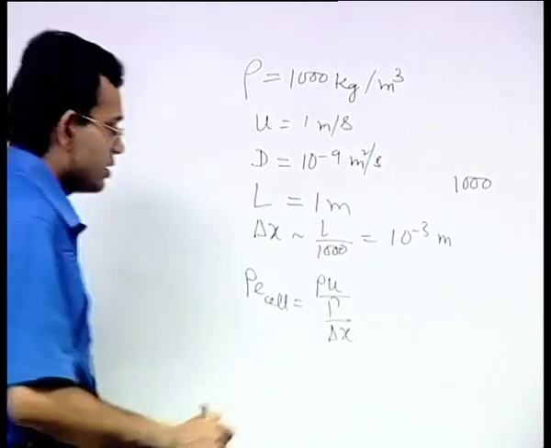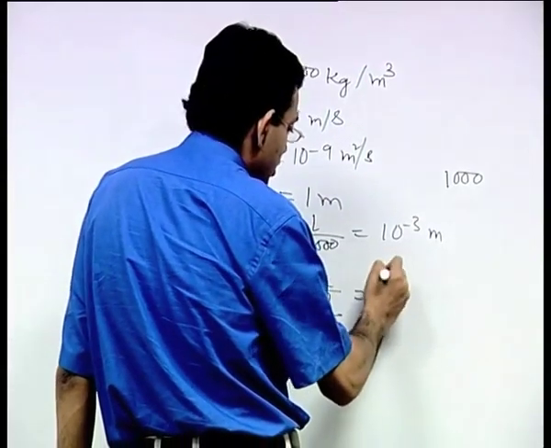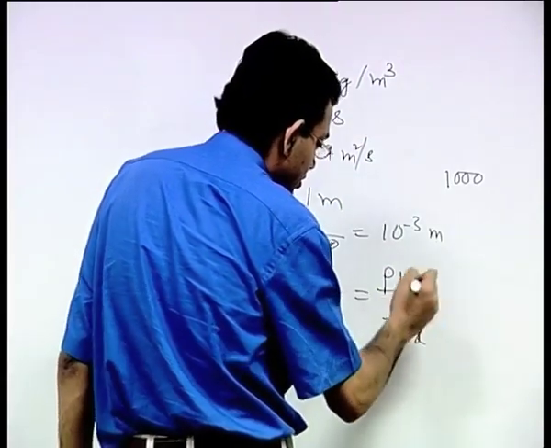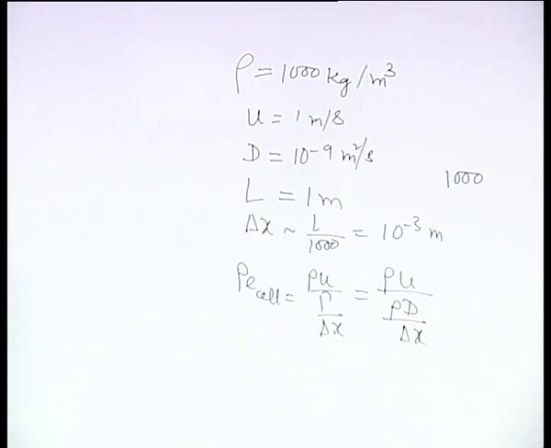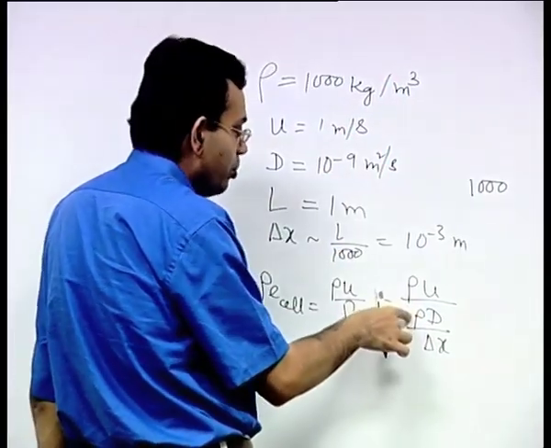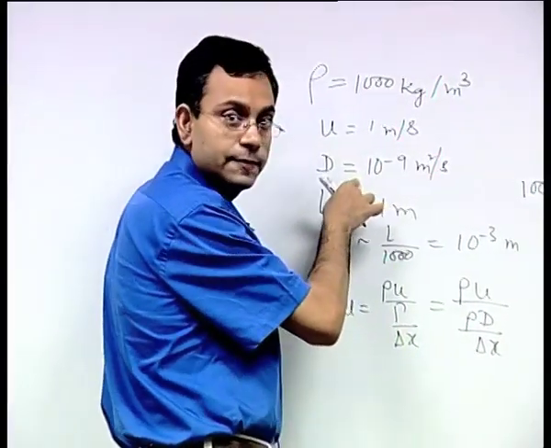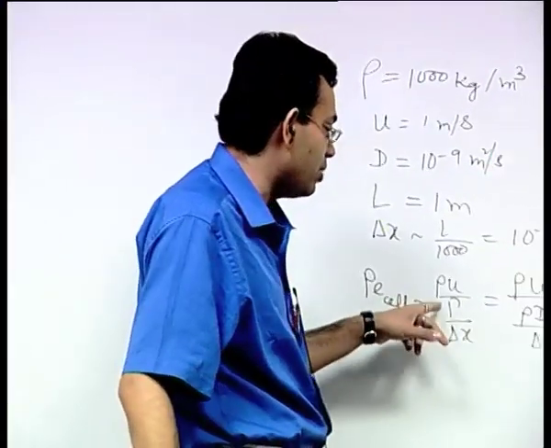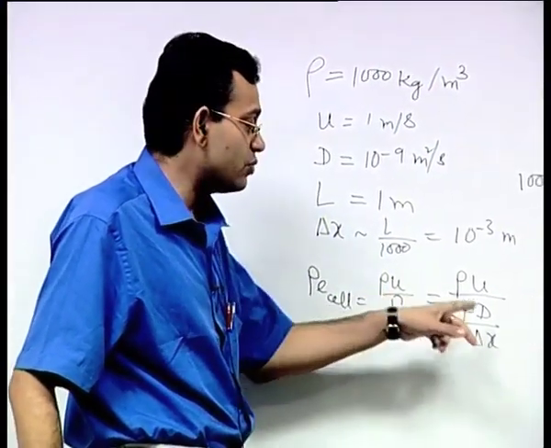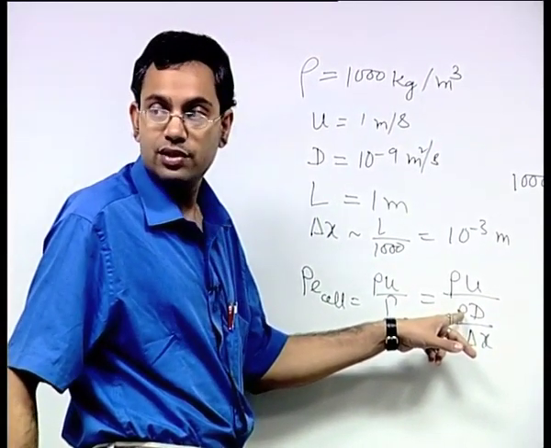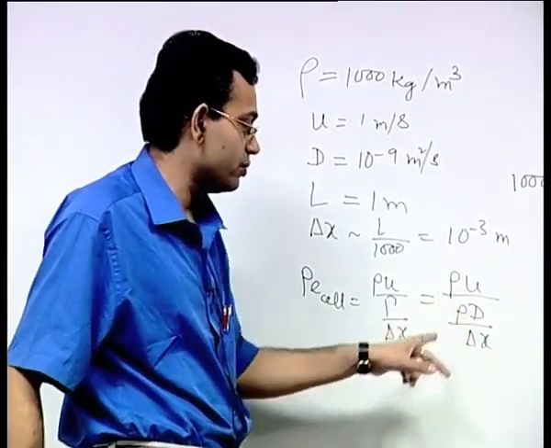So what is gamma? Gamma is rho into D, the diffusion coefficient, because to match the units, D is a kinematic unit. So you have to convert it, just like in a fluid flow problem where this becomes viscosity. You have to convert the kinematic unit into the dynamic unit, so that is why you have to multiply it by rho.